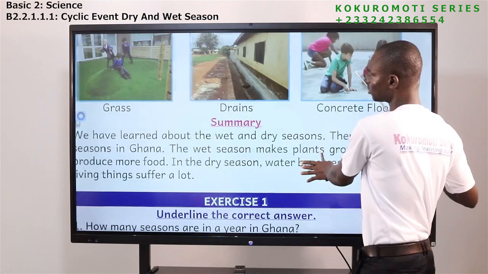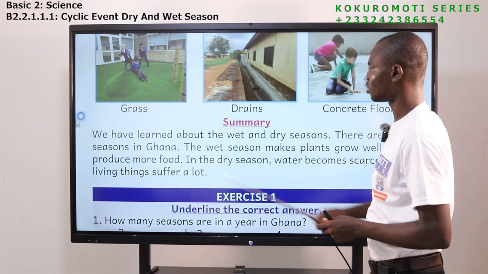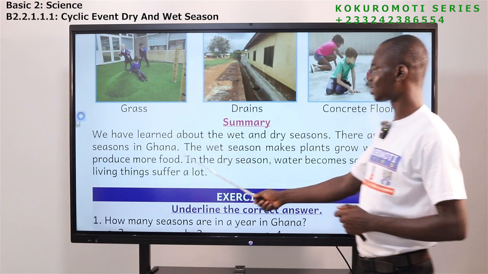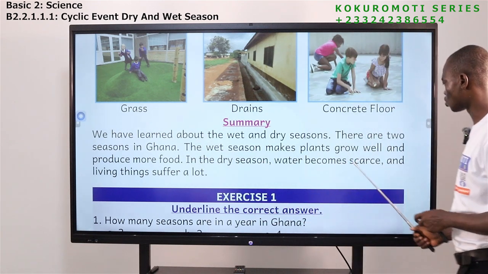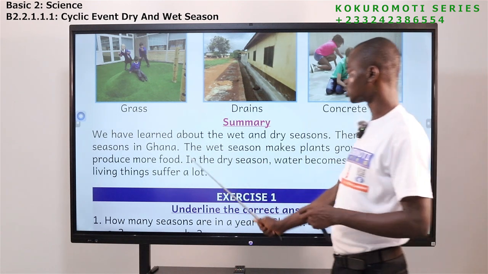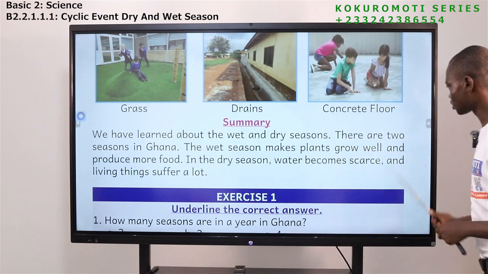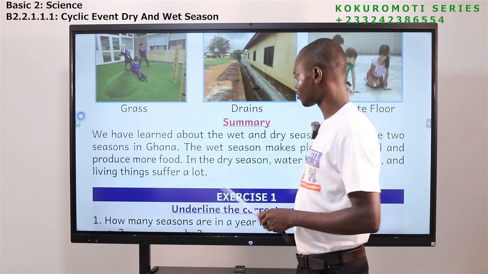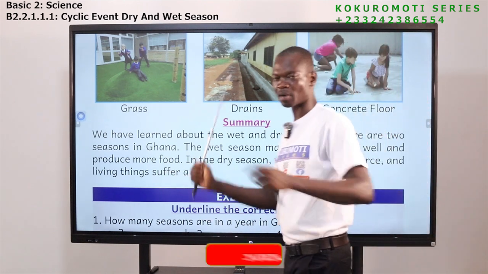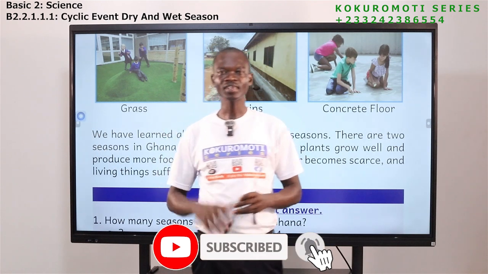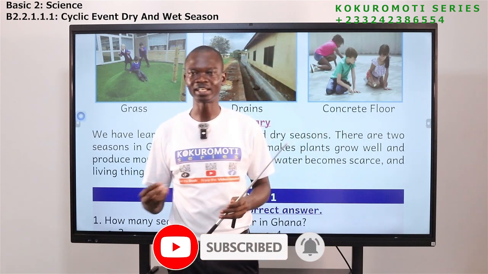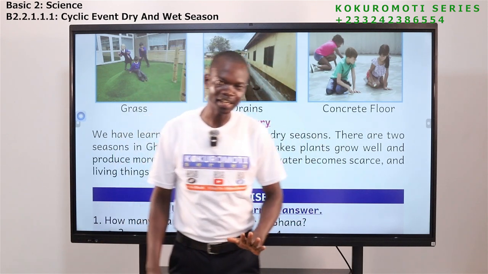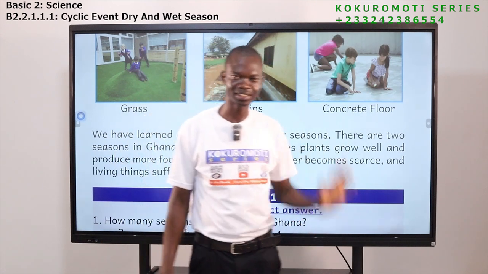Now, we are bringing our lesson to a close. And what have we learned today? We have learned about the wet and dry what? Seasons. There are two seasons in Ghana. The wet season makes plants grow well and produce more food. In the dry season, water becomes scarce and living things suffer a lot. So we have learned that there are two main seasons in Ghana. They are the dry season and the wet season.